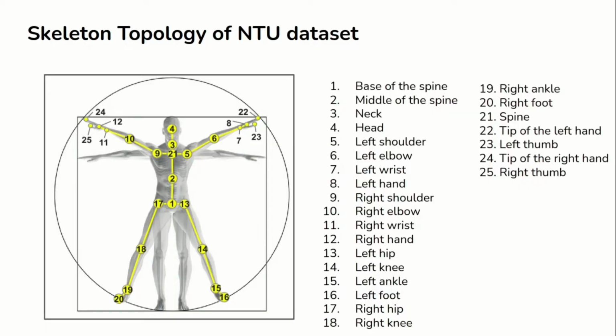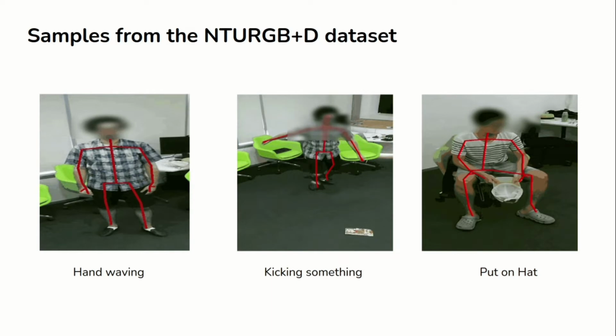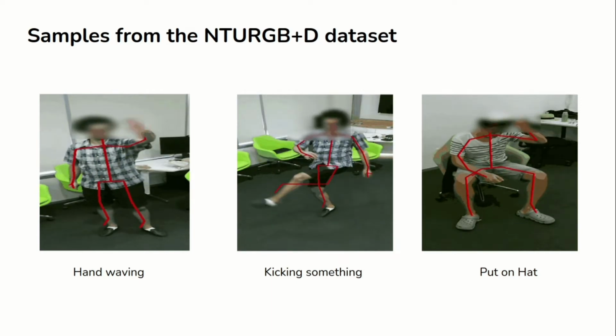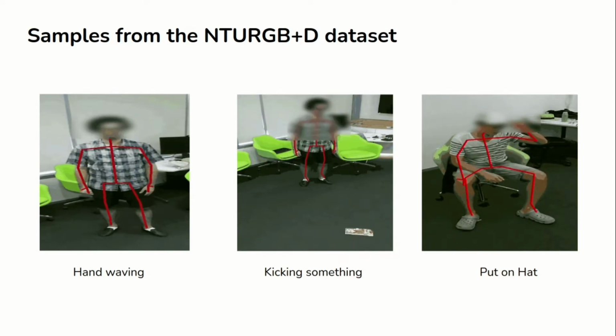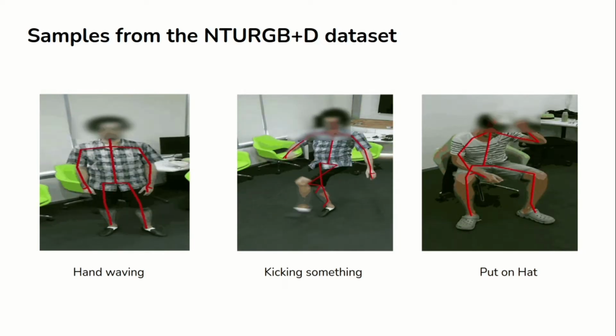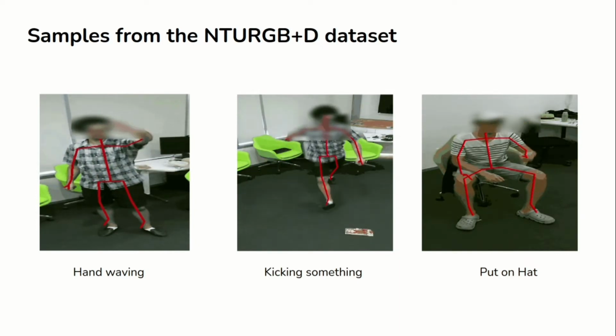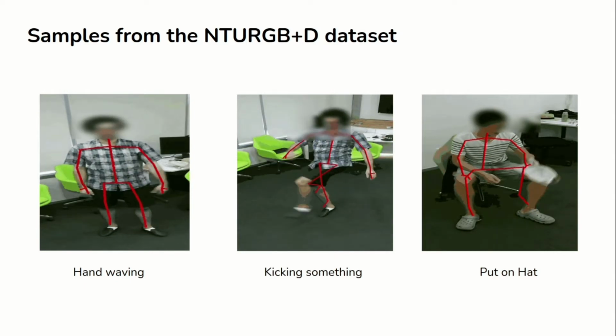This plot shows the topology of the skeleton as provided by the NTU datasets. There are a total of 25 joints for each person in each frame. The names of each joint are as given in the slide. This slide shows some of the overlaid skeletons on a few of the samples from the NTU dataset. We can see that the person is performing actions such as hand waving, kicking something and put on a hat, and the corresponding skeletons are overlaid on the RGB sequence.